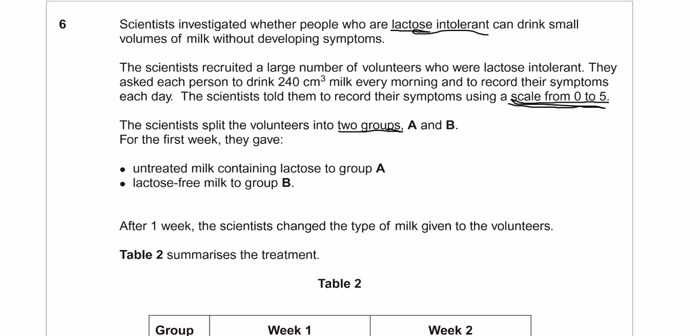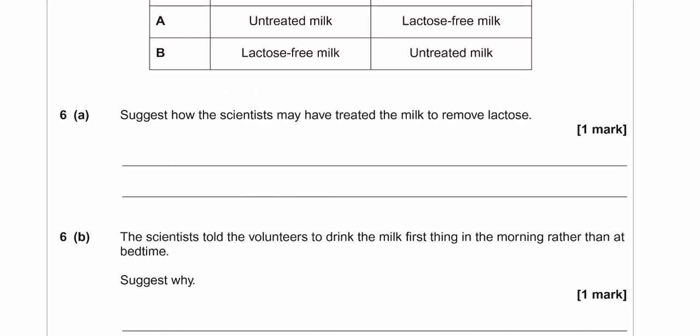Okay, they don't tell you anything about the 2 groups, do they? They don't tell you who they are, their age, their gender, etc. Then it tells you what those 2 groups are. Then it says after 1 week, the scientists changed the type of milk given to the volunteers. So they want to see the differences, maybe use them as a control. So they're using each person as a control.